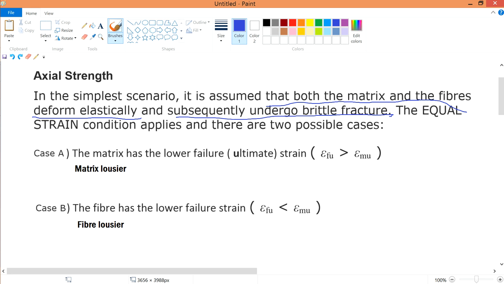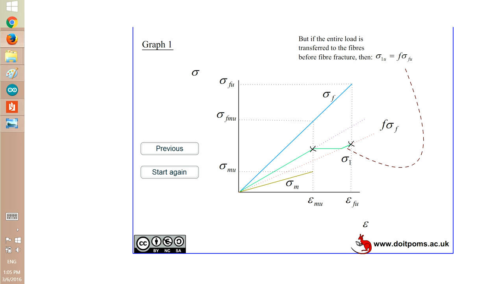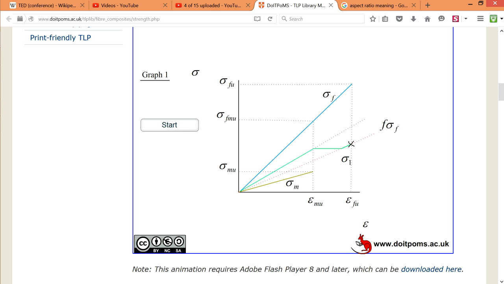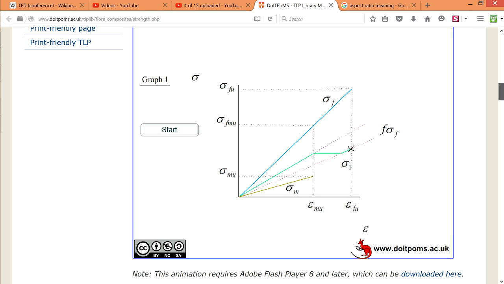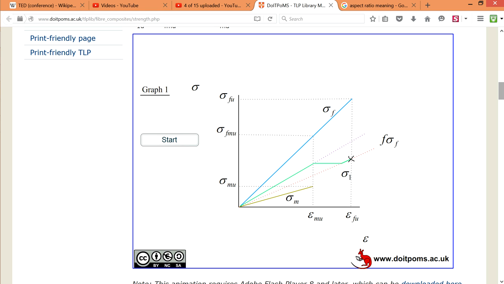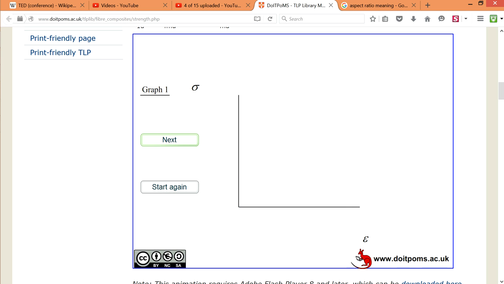So we are only looking at a very simple composite system, that's all. Let's take a look at case A, when your matrix has the lousier strain. As you can see, this is the matrix ultimate, this is the fiber ultimate. So your fiber is stronger than your matrix. Maybe I should start this again and take this graph out.